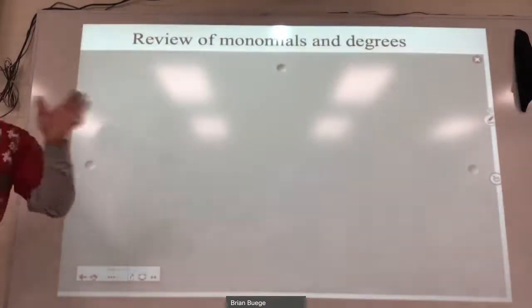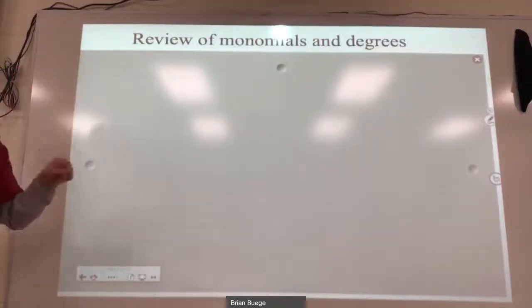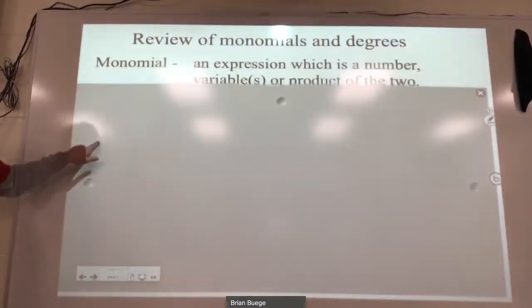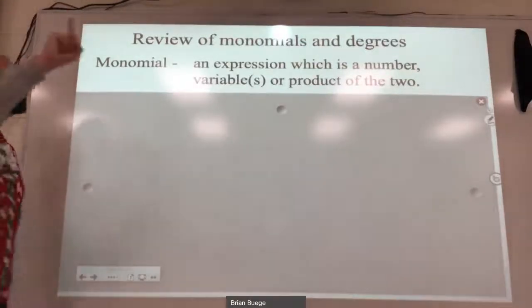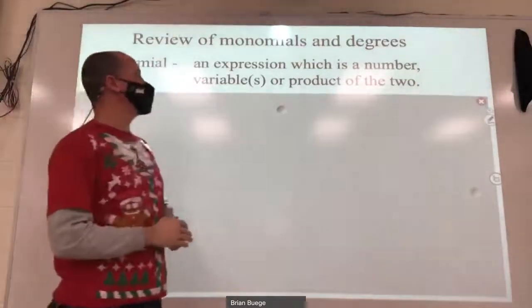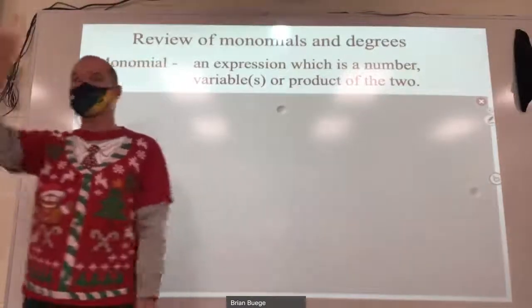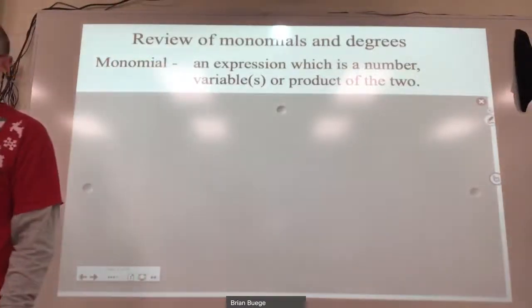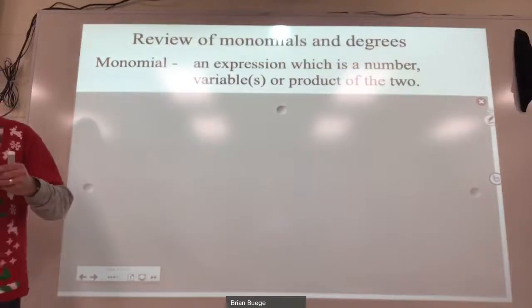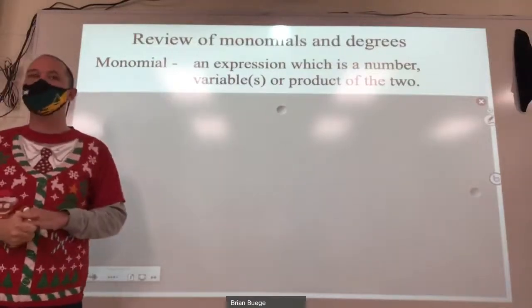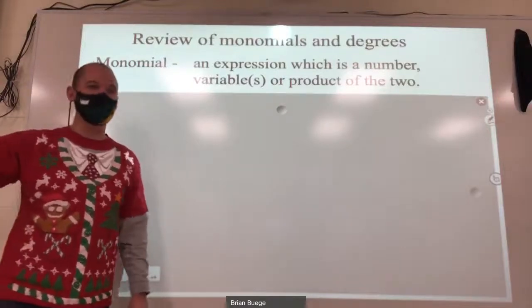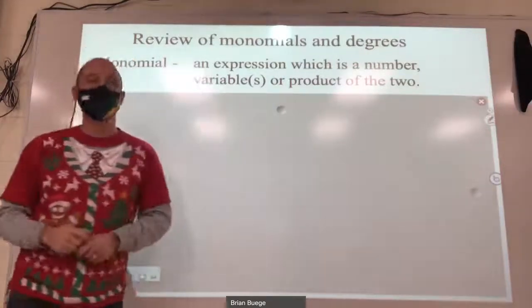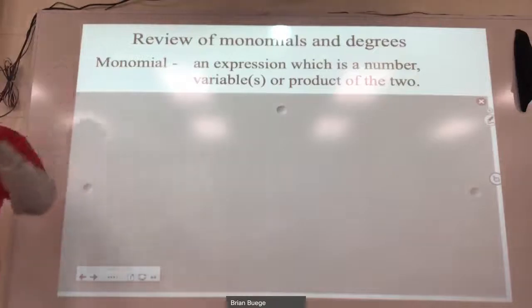All right, so here's some review. This is the first thing we have to take a look at. A monomial, mono meaning one, is an expression which is a number, variable, or product of the two, but it's only one term. You're not adding or subtracting anything to it. X squared would be an example of a monomial. Not x squared plus 5, because now you're adding or subtracting. Terms are always separated by plus or minus signs.